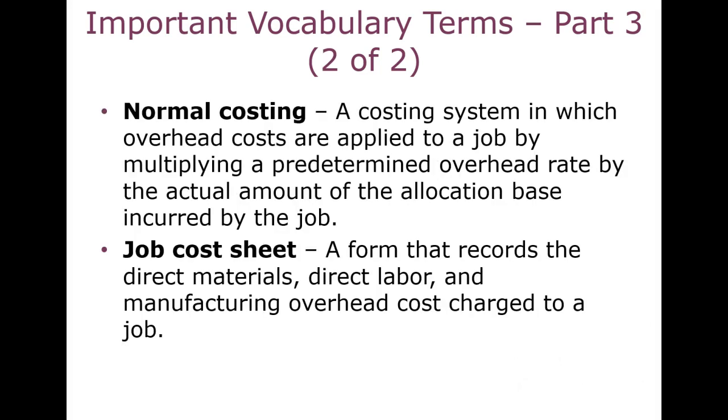Normal costing, this is what we've been using, a cost system in which overhead costs are applied to a job by multiplying a predetermined overhead rate by the actual amount of the allocation base incurred by the job. Nothing new here, just a new term. We saw the job cost sheet in Chapter 2's PowerPoint slides.